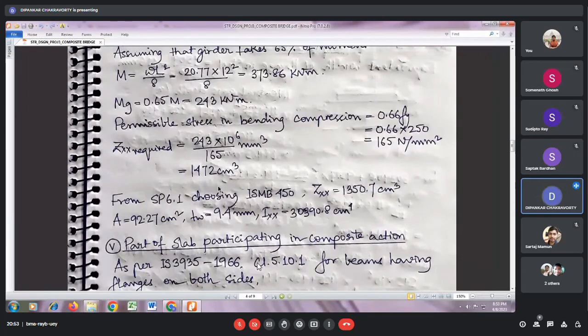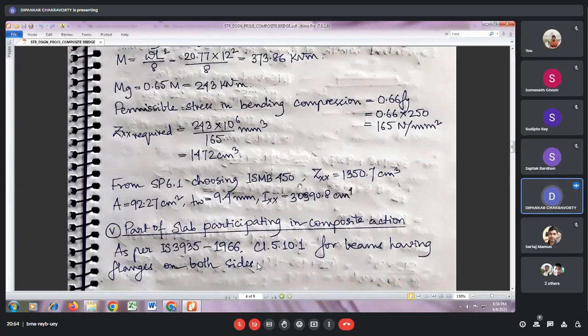You can see here that the ZXX required is 1472, but the section that you have picked up has ZXX equal to 1350. Don't worry about it. We have taken a section modulus which is marginally less than what was required, but always keep in mind that the assumption that we made is a conservative assumption. So you have selected the section, and now the dimensioning is complete, meaning you know the girder depth, the depth of the deck, and the girder dimensions.